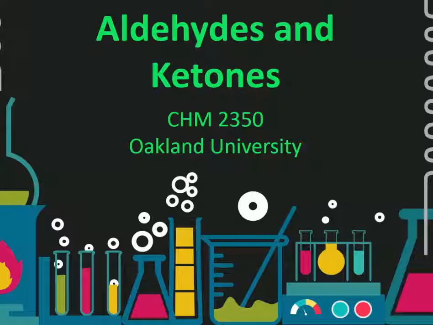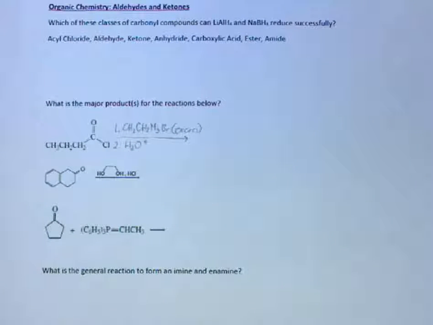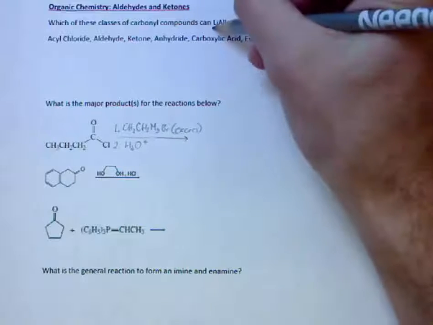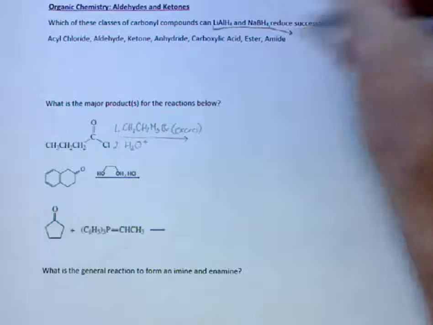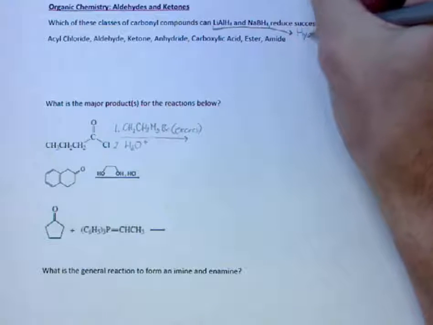In this video, we'll be talking about aldehydes and ketones. The first question asks, which of these classes of carbonyl compounds can LiAlH4 and NaBH4 produce successfully? So LiAlH4 and NaBH4 are going to be hydride donors.